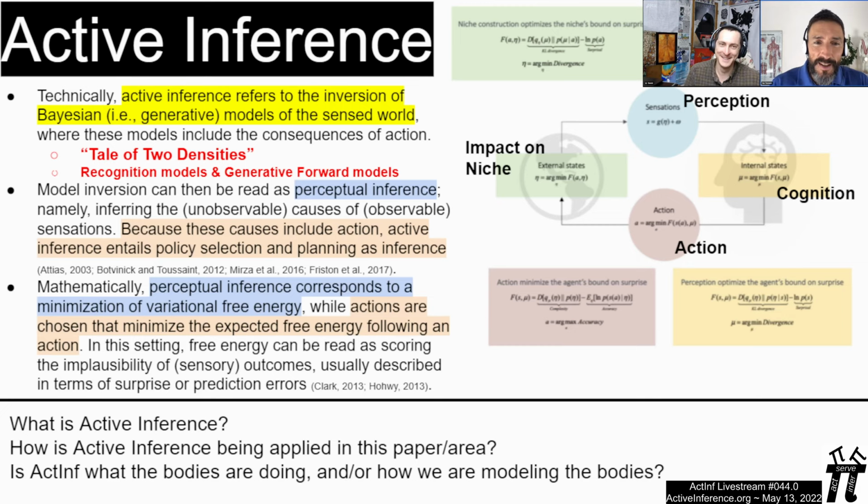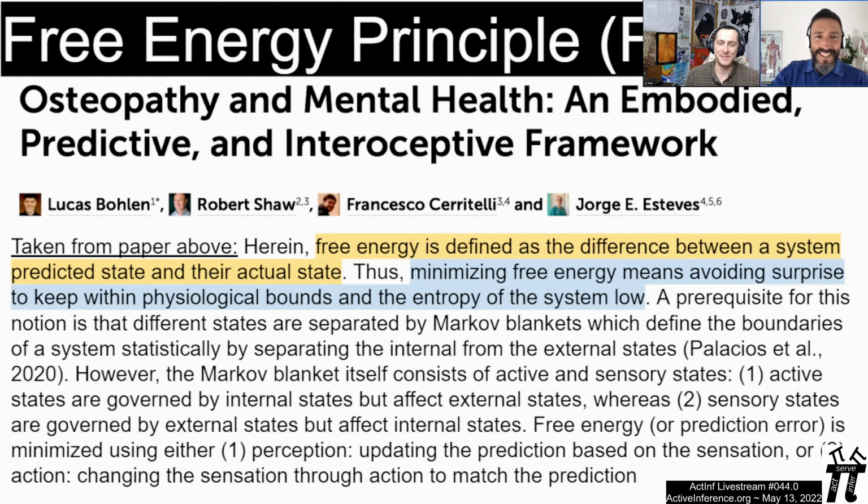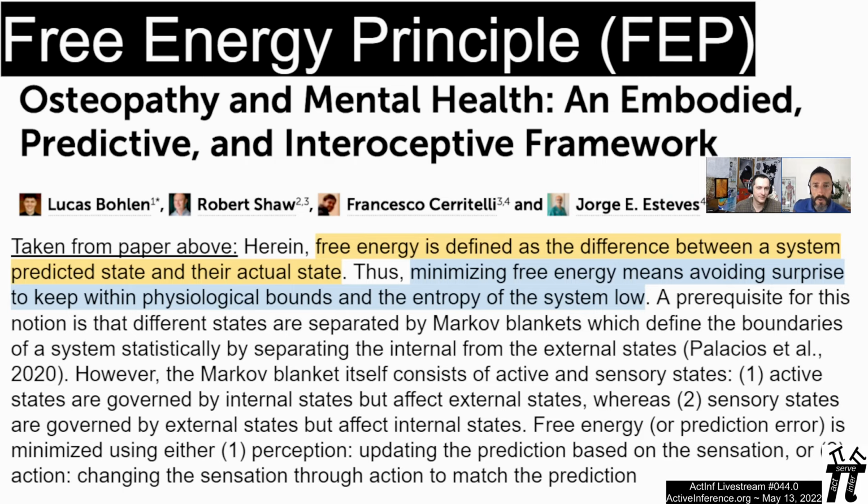Perfect. And then what would you like to add about the free energy principle and about the Bolin et al. paper? Yeah, so I took a quote from some of the authors in this paper who were on the other paper in the series on enactivism and active inference. They said the free energy principle herein, free energy is defined as the difference between a system's predicted state and their actual state. Thus, minimizing free energy means avoiding surprise to keep within physiological bounds and the entropy of the system low.